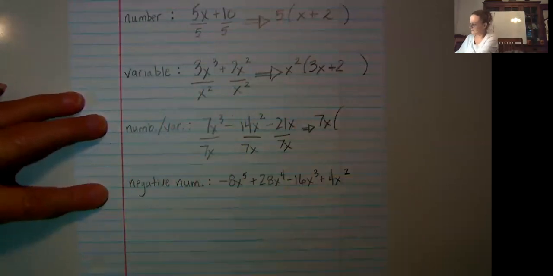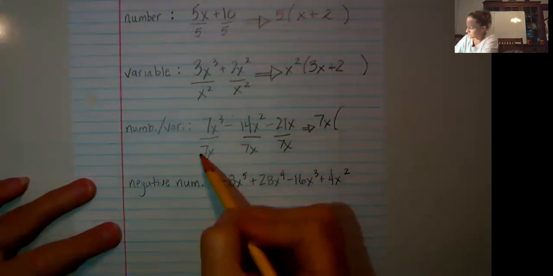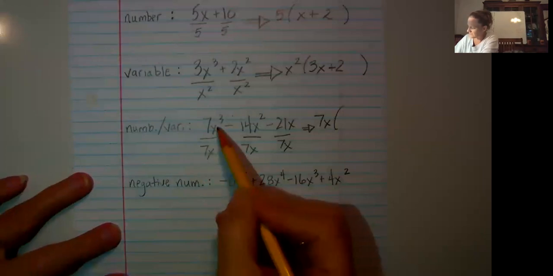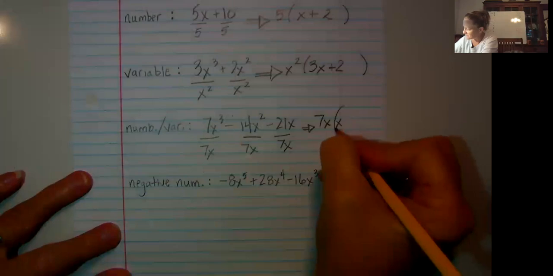All right, so one at a time, we're going to go ahead and divide. So 7 divided by 7 would just be 1. X to the 3rd divided by an x would leave me with x squared.